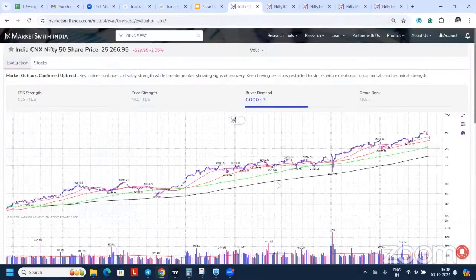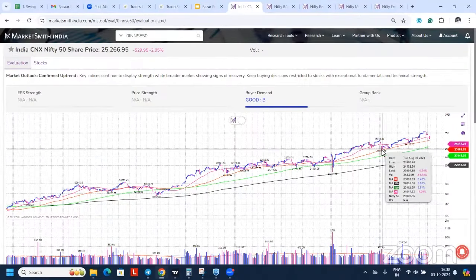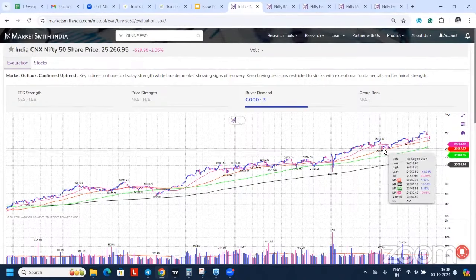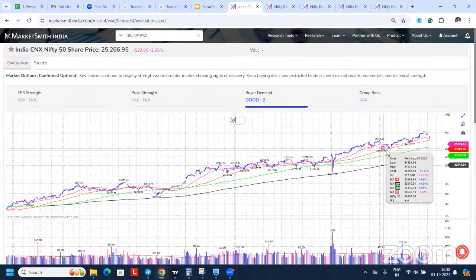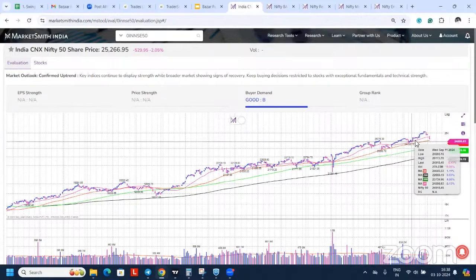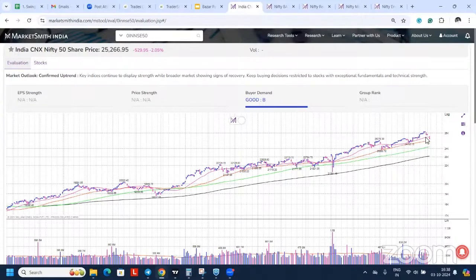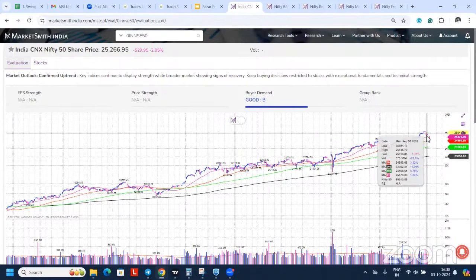Technically, if you see last August, after the gap down opening, it touched that 50 DMA mark, and it has been continuously gaining for the last 2 months. But once again, if you see, a similar chart pattern is forming this month as well, in October.